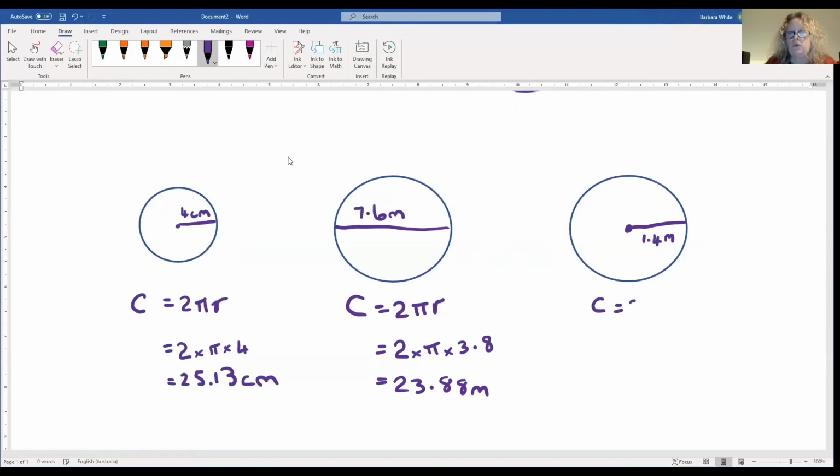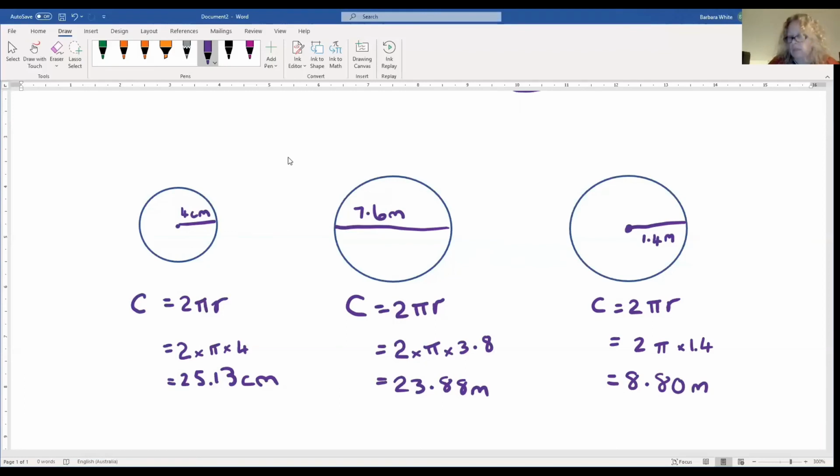Circumference equals 2 times pi times radius equals 2 times pi times 1.4 equals 8.80, rounding. It had 8.796, but we're going to change it to 8.80 metres.